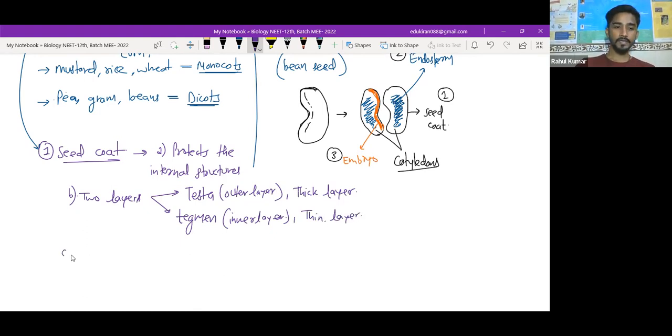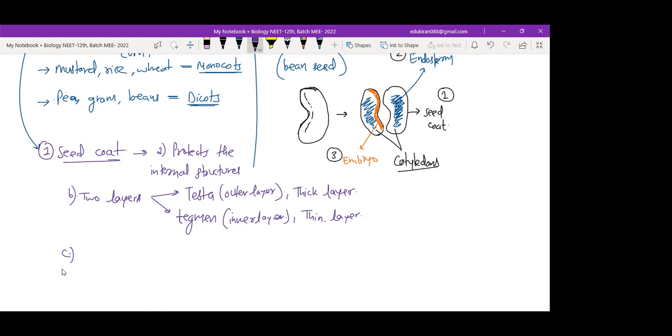Now, what do you think these two layers are for? Apart from protection, what else is a seed coat doing? You all must have seen seeds in your home. There are many seeds which are stored, right? Your grains, corn, beans, dals, they are all seeds which are stored. If you just store seeds, for example gram seeds, when do they start germinating? If you keep them in a plastic container, do they start germinating? No. Why are they not germinating?